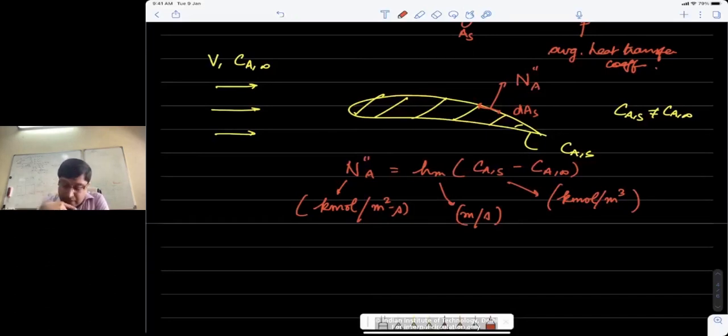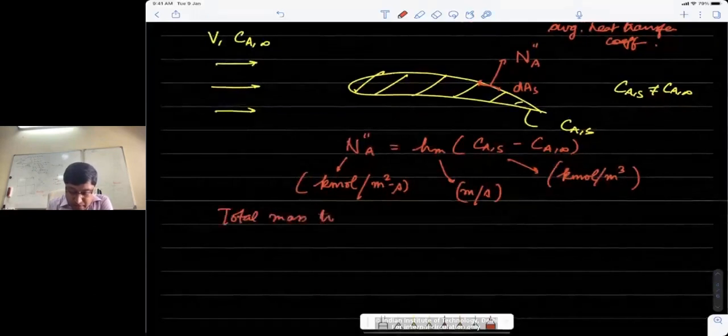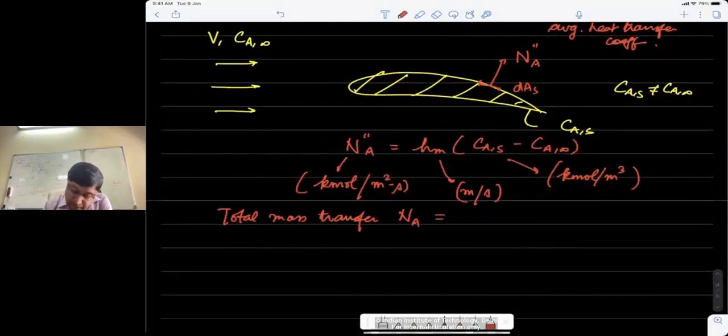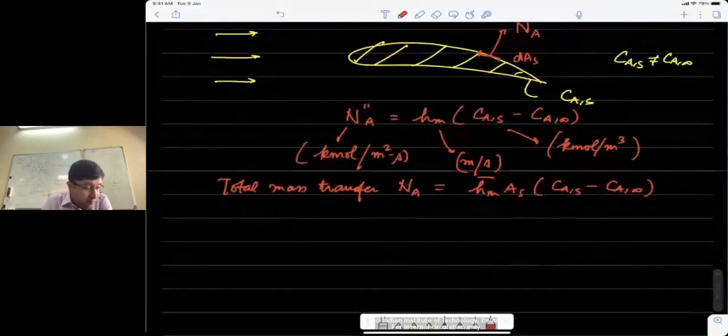Also, h_m is the local mass transfer coefficient. It is not the average coefficient. We can also calculate the average coefficient. For instance, if I wanted to write the total mass transfer from this surface, let's say N_A, where the subscript A means species A, that would be h_m bar times A_s times C_A,s minus C_A,infinity, where h_m bar now becomes the average mass transfer coefficient.